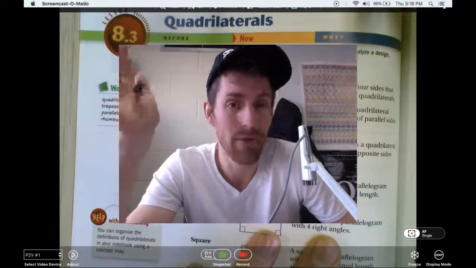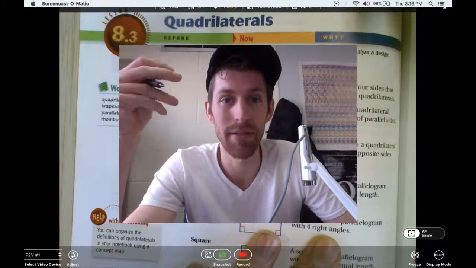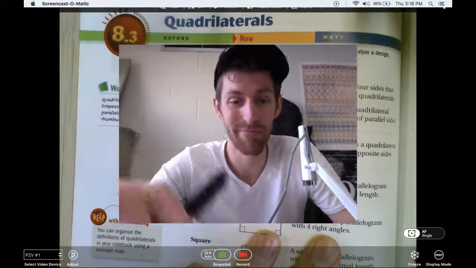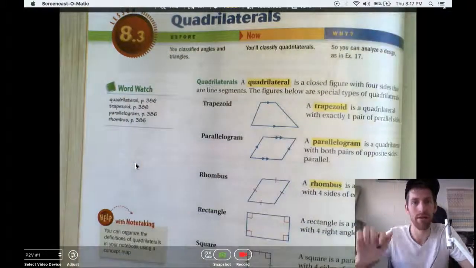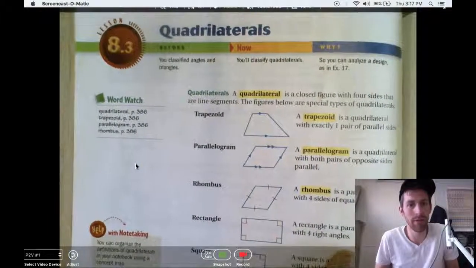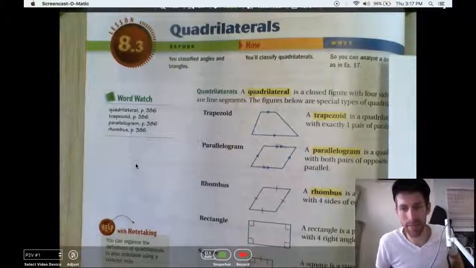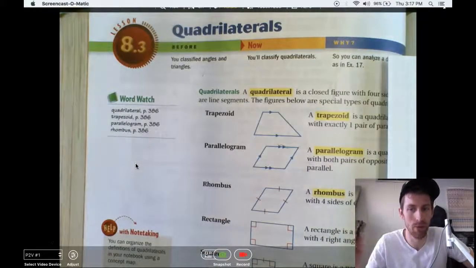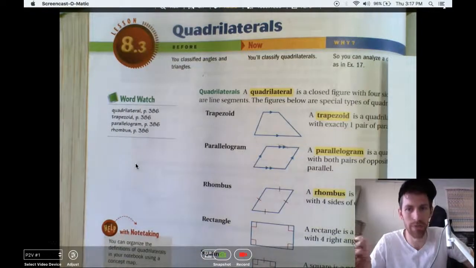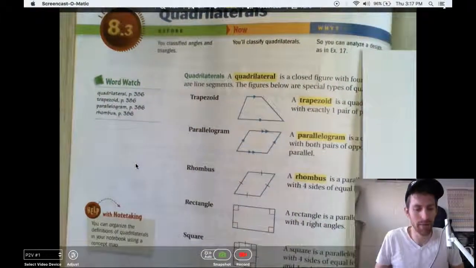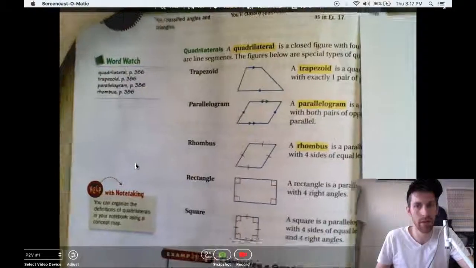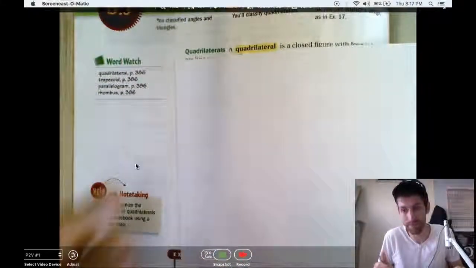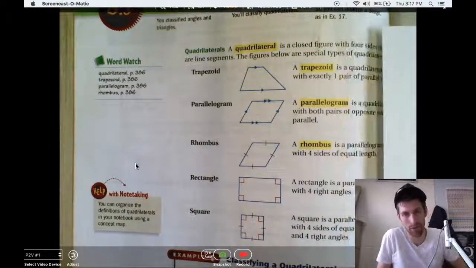Anyway, chapter 8, some of you are loving this little geometry hiatus that we're on here. I like it too. So let's get back to it. 8.3 is about quadrilaterals. Last time we talked about triangles, and the angles in a triangle measure up to 180. It's going to be different with quadrilaterals, but first let's talk about the different types of quadrilaterals. Quadrilateral, of course, means quad. That means four. So there are four sides in every quadrilateral.